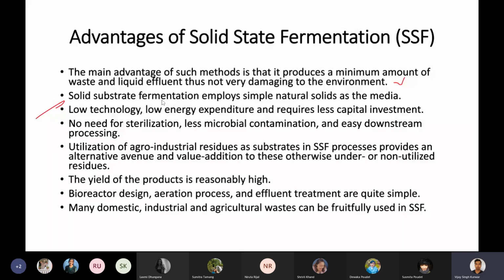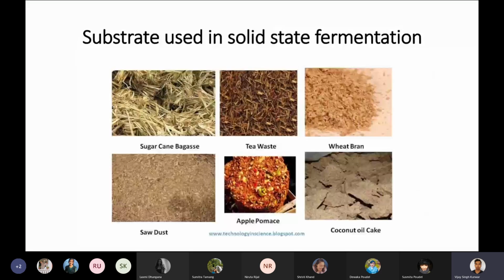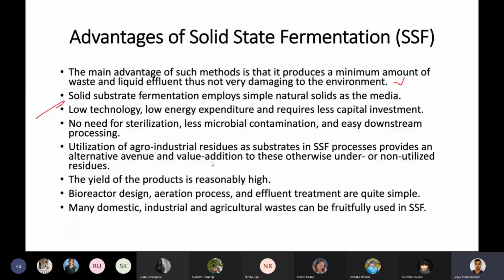Utilization of agricultural residue as substrate in solid state fermentation provides an alternative avenue and value addition to these otherwise under-utilized or non-utilized residues, right? All these residues that are underutilized or not utilized can be used. The yield of the product is reasonably high. Bioreactor design, aeration process, and effluent treatments are quite simple, and many domestic, industrial and agricultural wastes can be fruitfully used in SSF. These are some of the advantages of solid state fermentation.